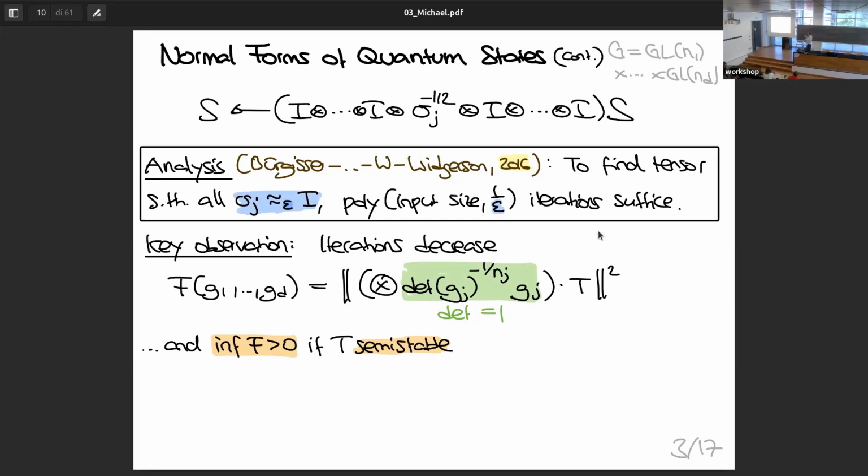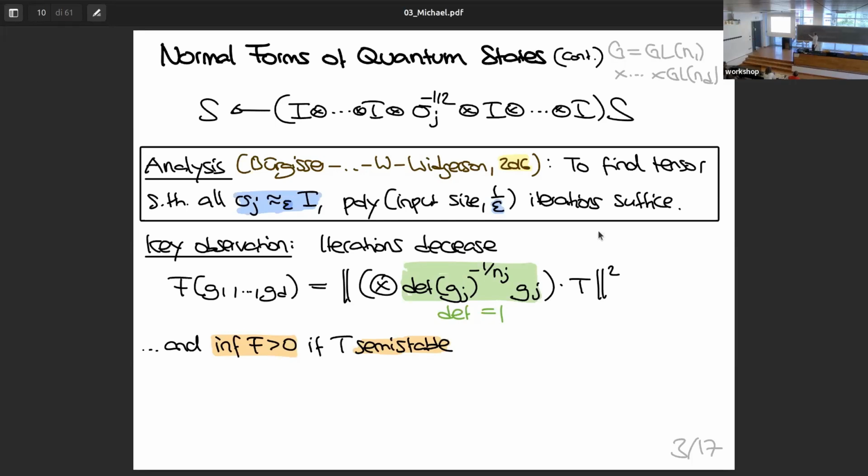And if your tensor is semi-stable, it means exactly that you cannot go to 0 with this procedure. So the infimum of this function is always bounded from below, strictly above 0. Okay? Infimum is strictly positive. And that's exactly the hypothesis under which this algorithm works.